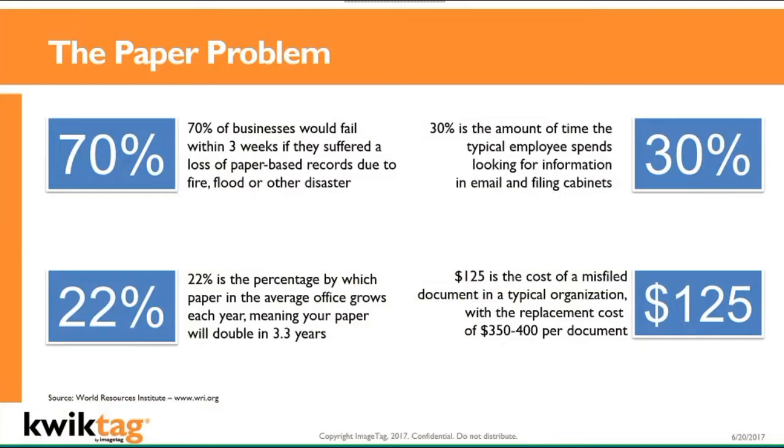Well, the why is quite clear. If you look at the slide in front of you, there are 4 different research data points that suggest very strongly why you should do something about it. The first is upper left-hand corner, 70%. 70% of businesses would fail within 3 weeks if they were affected by some sort of flood or natural disaster or fire or something like that. And having been through losses of both fire and flood in my life, let me tell you, it is no good experience, which I'm sure you can imagine.